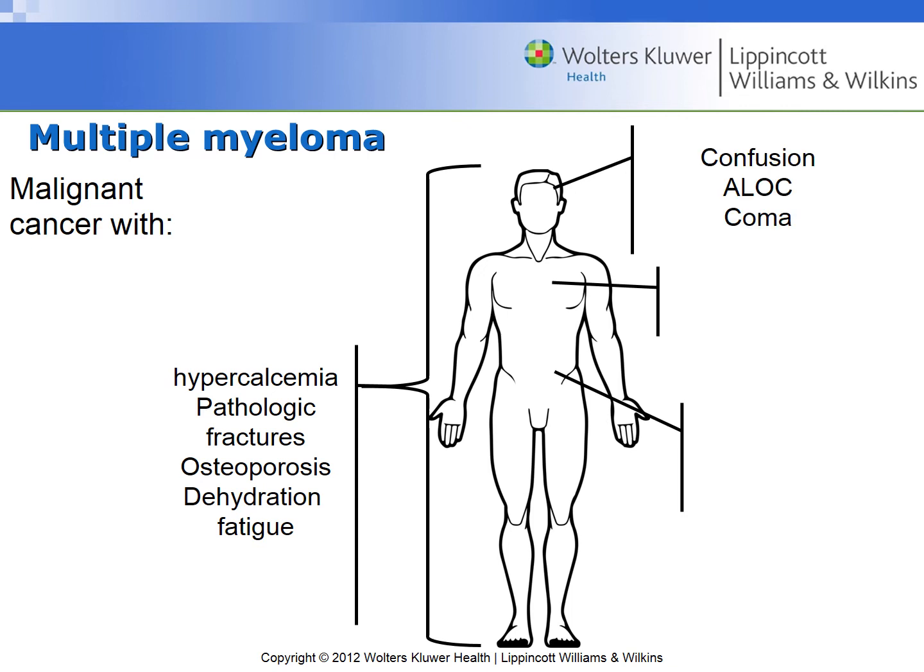Confusion, altered level of consciousness, and coma. Pneumonias, pyelonephritis, and renal failure. Kidney inflammation in the kidneys, renal failure, renal calculi because of the hypercalcemia. This is not a pleasant cancer, if such a cancer actually exists as a pleasant cancer, but this is not a pleasant thing to have. The pathologic fractures, these patients break easily.